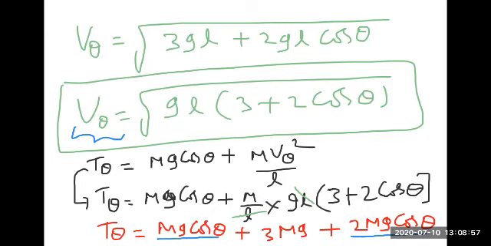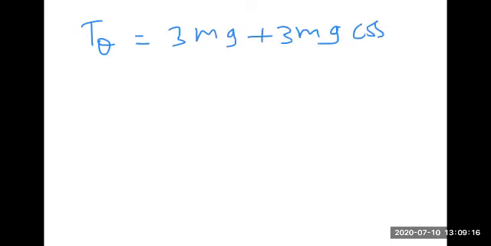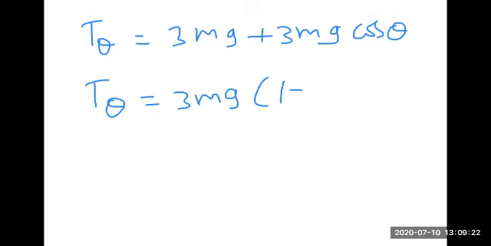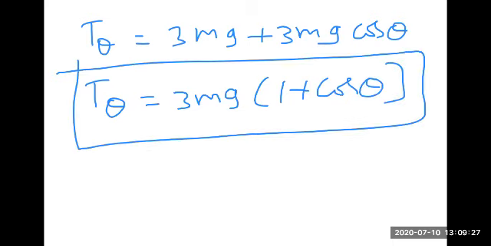So now we have to take that T at theta is equal to mg plus 2mg, that is 3mg, plus 3mg cos theta. We got this from our previous expression. If I take 3mg common, I can write 1 plus cos theta. This is the expression we got for tension at any point. T theta is 3mg into 1 plus cos theta.